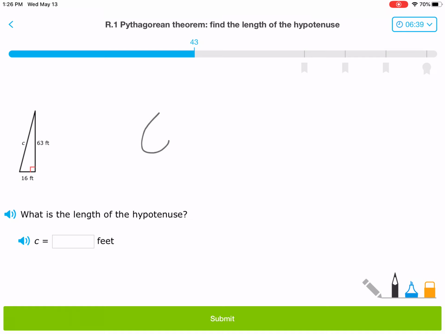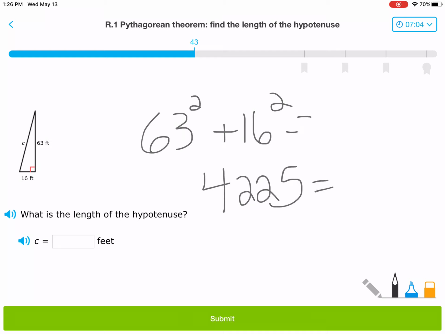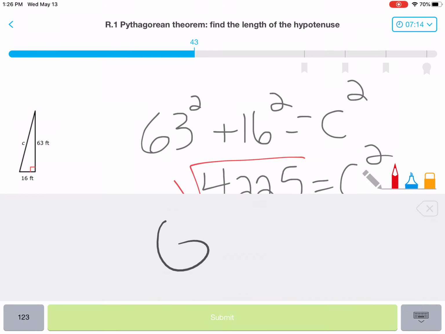Okay, so I don't think they're going to get any harder. They're just going to get, the numbers are going to get larger. Like, I have no idea what 63 squared is. It's 3,969 plus 16 squared, which I believe is 256. So we get 4,225 equals c squared. Take the square root, and you get 65.